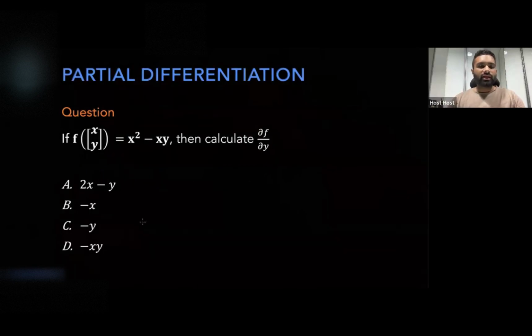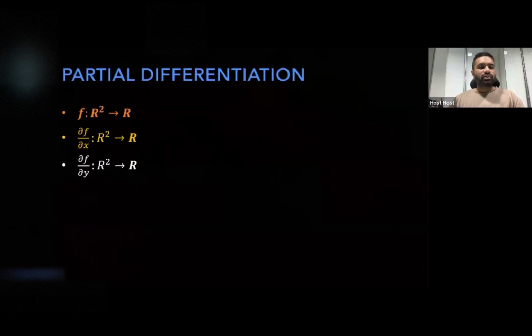Then del f by del y again. By the same formulation, we have seen it. You consider x as constant and y as variable. So the first term will vanish and it will become 0. The second term will become minus x, because minus x will be considered as constant, and del y by del y will become 1. So the answer is minus x.